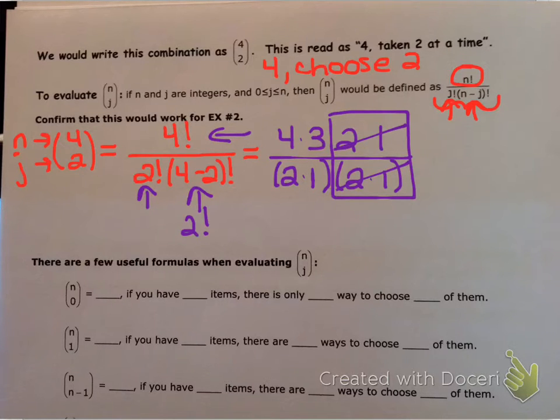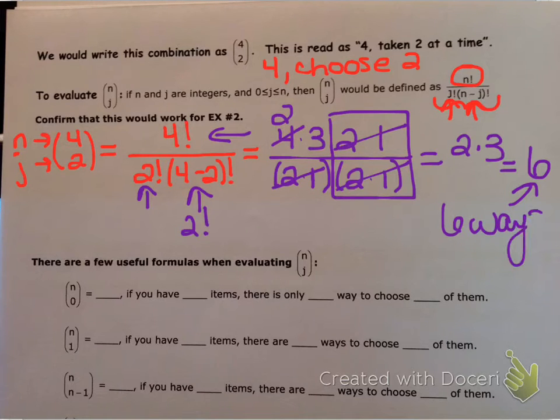The other thing I have is that here I have a 2 and a 4 that would reduce. And so no matter how large these numbers get, I'm going to have this fraction where I can cancel a whole bunch of stuff off before I actually have to multiply. Everything is canceled out of my denominator. All I have left is a 2 and a 3 in the numerator, which sure enough is 6. So we've just confirmed with our formula that we had 6 ways of having 4 items and choosing 2 at a time.